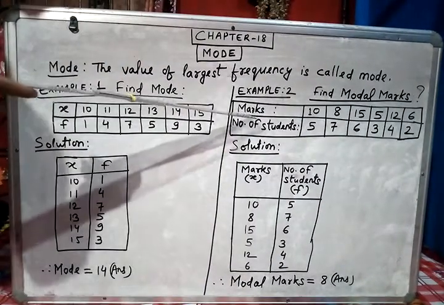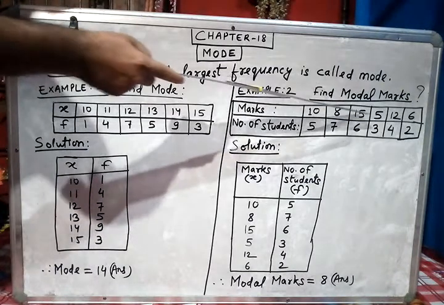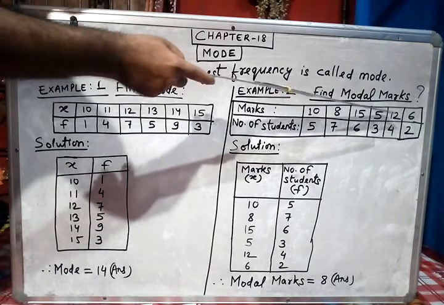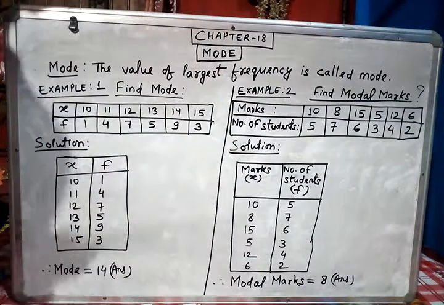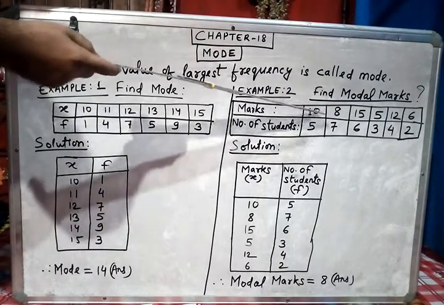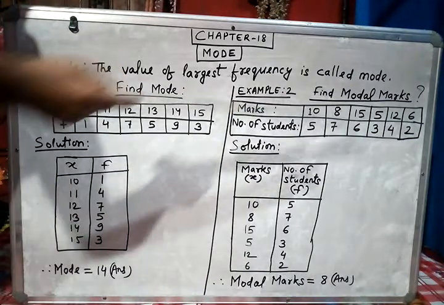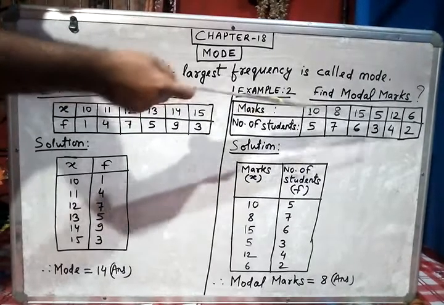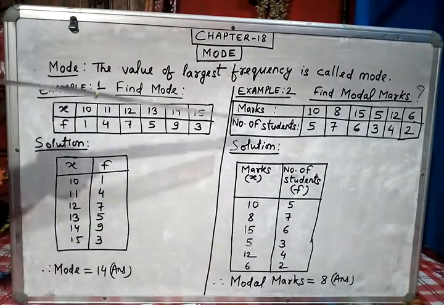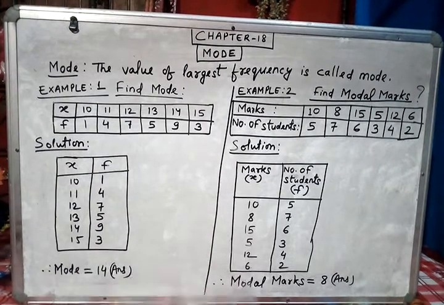Now marks like 10 marks, 8 marks, 15 marks, 5 marks, 12 marks, 6 marks, and number of students: 10 marks, how many students got? 5. 8 marks, 7 students got. 15 marks, how many students? 6, and so on. Now I wrote the same table in the vertical form.